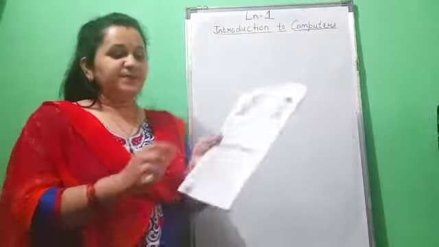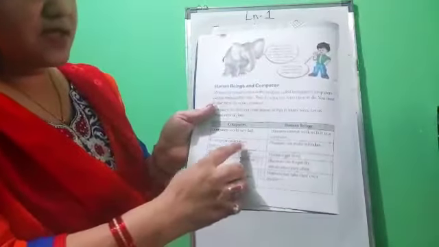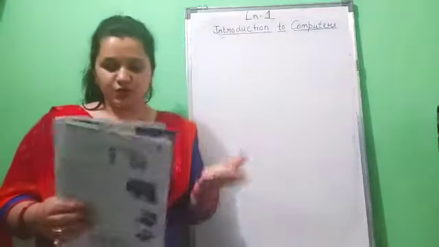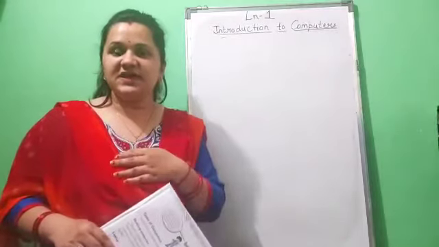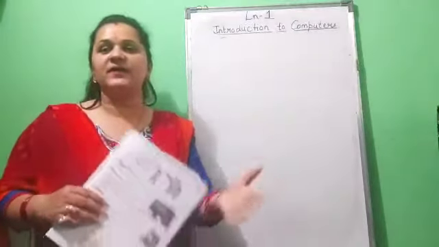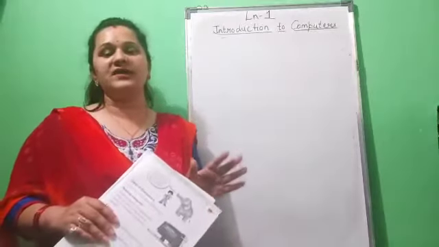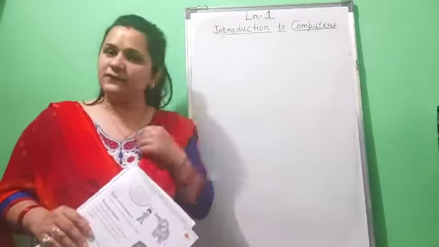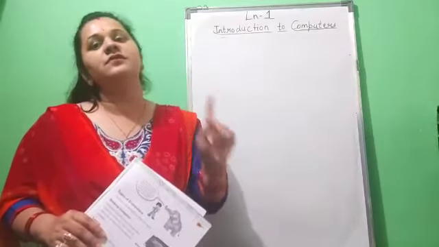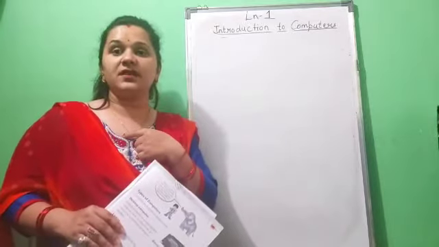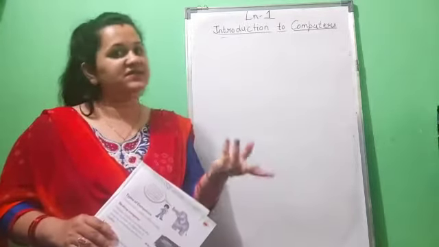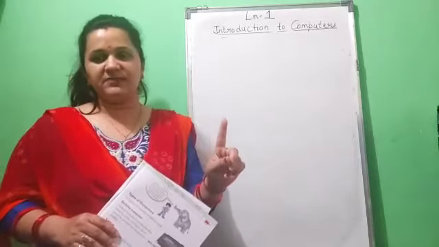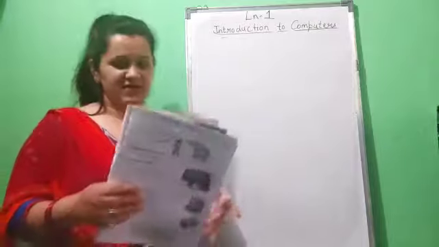Next, computers never make any mistake. Humans can make mistakes. Children, we humans can make mistakes while doing some work, but a computer cannot make any mistake, unless we give it the wrong instructions. If we give it the right instructions, the computer will work according to them. But if we give it the wrong instructions, it will not provide the desired result. So it is not the fault of the computer, it is our fault. So a computer never makes mistakes, but we humans can.